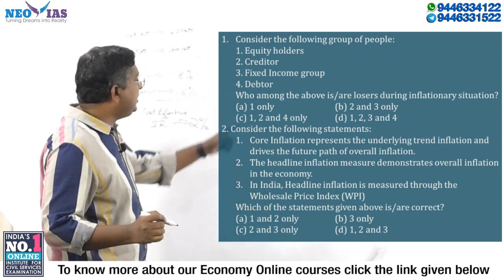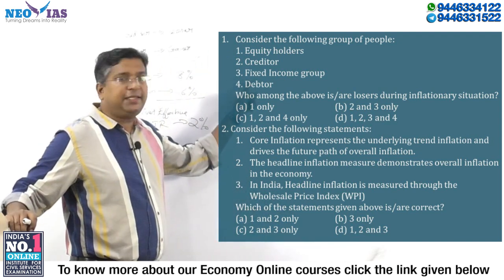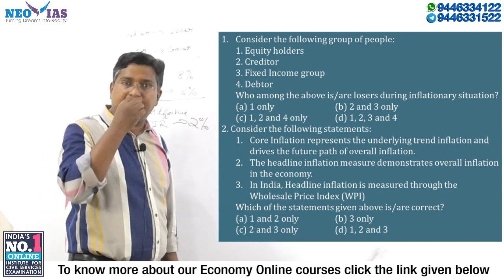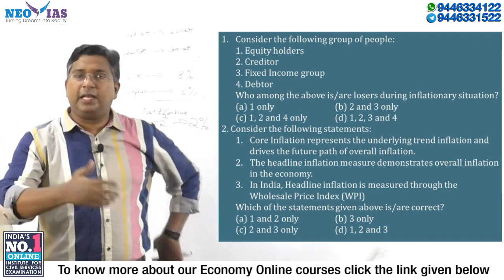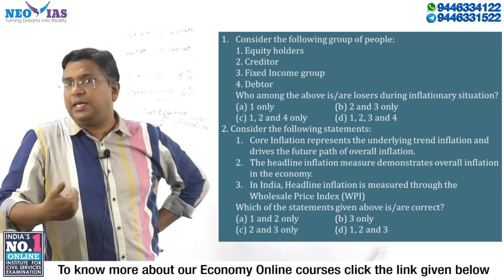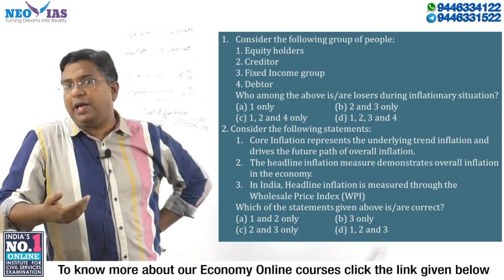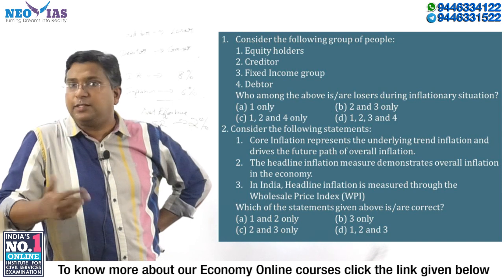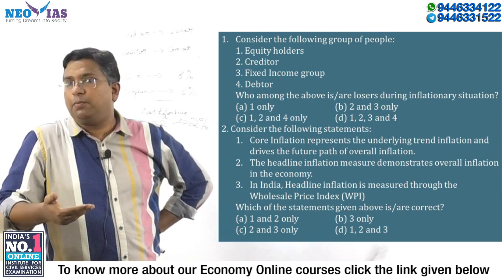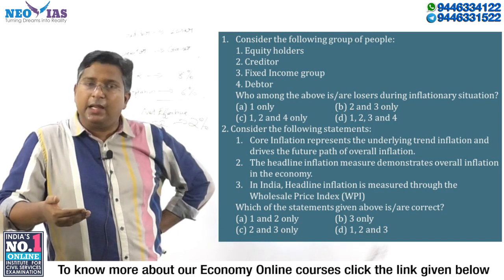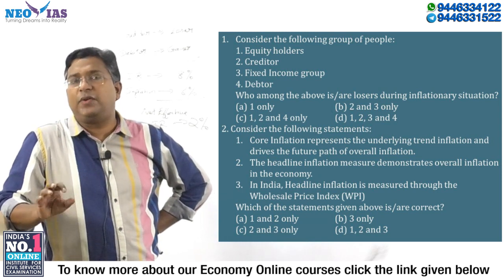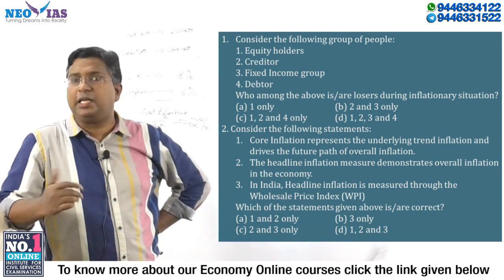It means that the fixed income group also. What is the fixed income group? People who are getting a fixed income. There are flexible income groups also. Flexible income group means along with their basic salary, they will be getting some allowances, DA like that, based on the inflation. So for the flexible income group, inflation will not be a problem because they will be getting an allowance based on that inflation, but not for the fixed income group. So fixed income group people also are losers. So here the answer is 2 and 3.